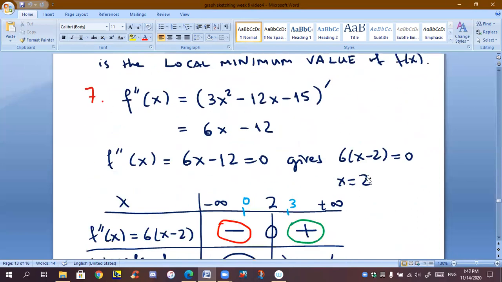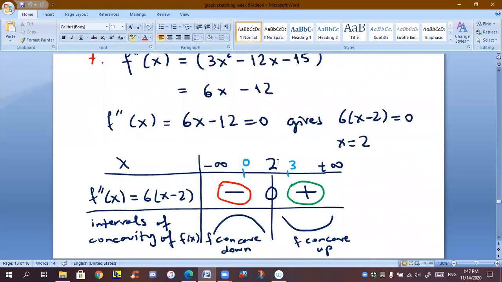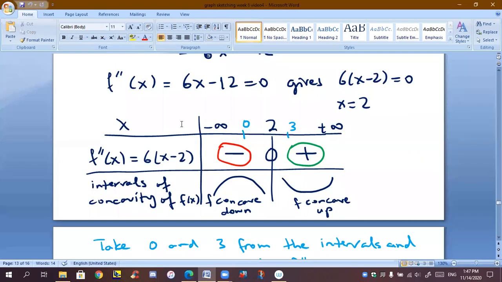Now, next thing, we look at the second derivative of the function to figure out the concavity. So we differentiate the first derivative, we get 6x minus 12. Then we look for the zeros of the second derivative. Well, 6 times x minus 2 equals 0, x equals 2. So there is a possible number 2. And again, we make a table for the sign of f double prime so that we can talk about it in terms of concavity.